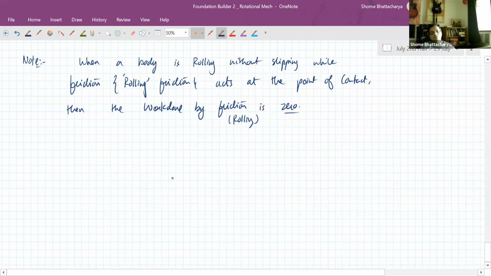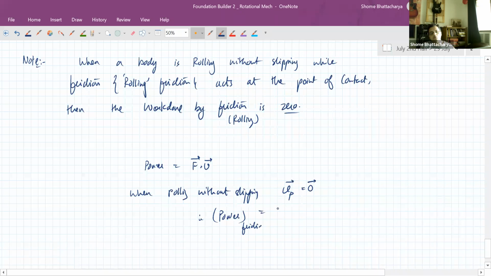The reason for that is that power developed by a force is F dot V. So when rolling without slipping, the point of contact's velocity is zero. Therefore, the power delivered by friction, which is the friction acting at the point dotted with the velocity of that point, is zero. That means the rate of work done equals zero. So the work done by friction is zero.